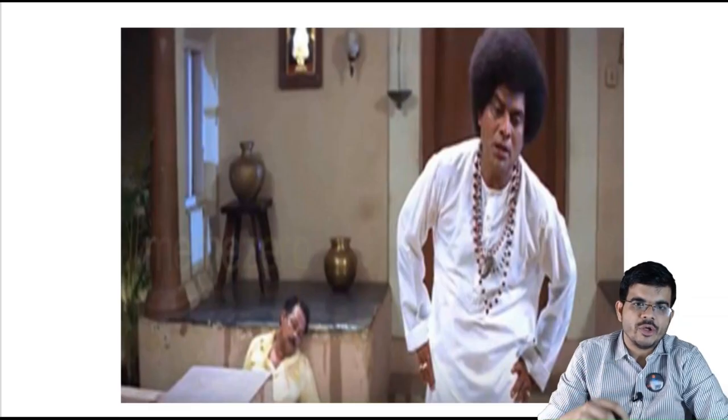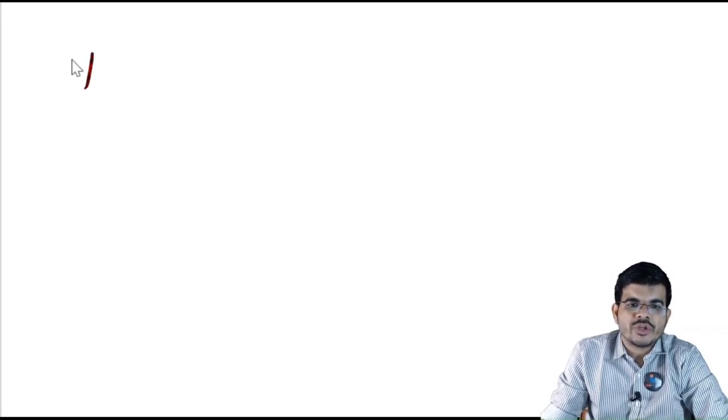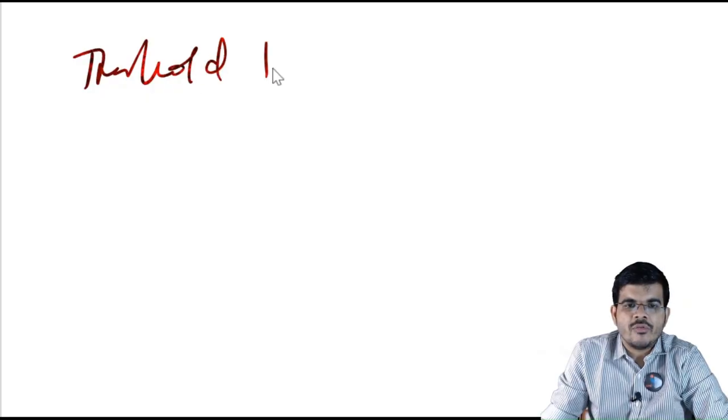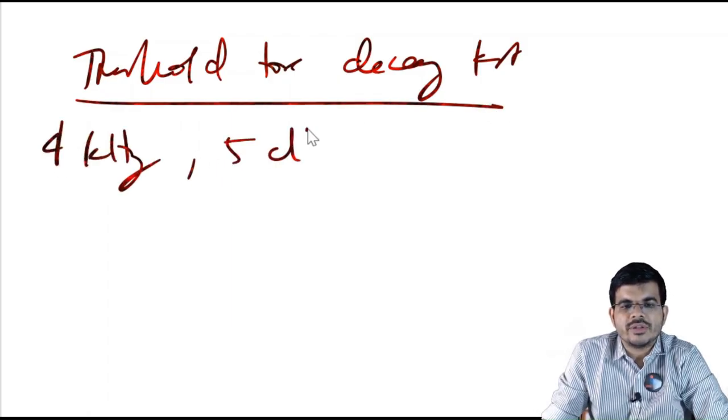Threshold tone decay is seen in retrocochlear hearing loss. Now, how is it being elicited? For that, you are giving a 4 kHz tone to the patient continuously for 60 seconds. It is given 5 decibel above the threshold. For that, you are giving a tone of 4 kHz, 5 decibel above the threshold, and it is given for 1 minute.